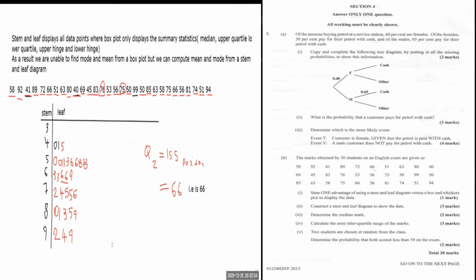Then it says now, calculate the semi-interquartile range. First and foremost, the semi-interquartile range is going to be equal to the interquartile range divided by 2. That's the semi-interquartile range: interquartile range divided by 2. And so the interquartile range is Q3 minus Q1, over 2. Q3 minus Q1 over 2.